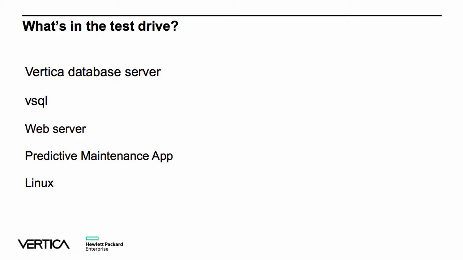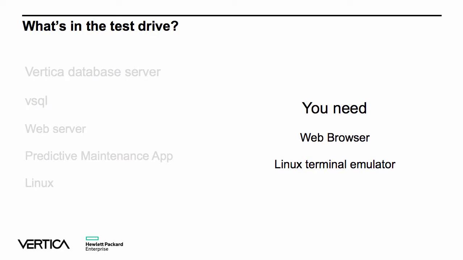The software on the web server is running when you log into the test drive. It includes the Vertica database server, vSQL, a Vertica command line interface, web server, and a web-based predictive maintenance dashboard. Vertica runs on Linux platform. All you need is a web browser and a tool like Xterm or Putty.